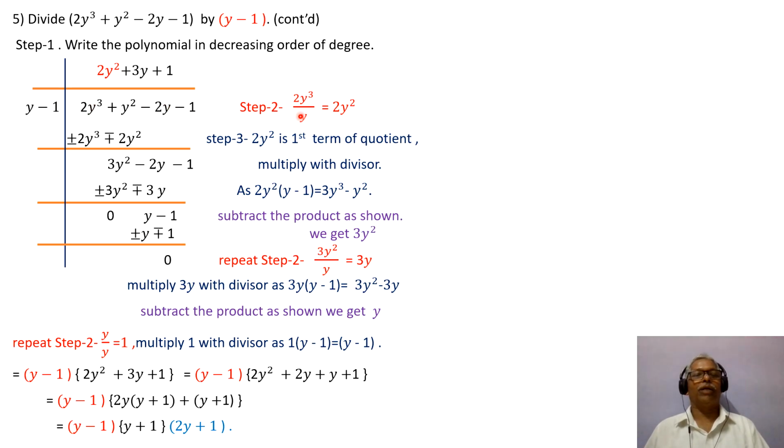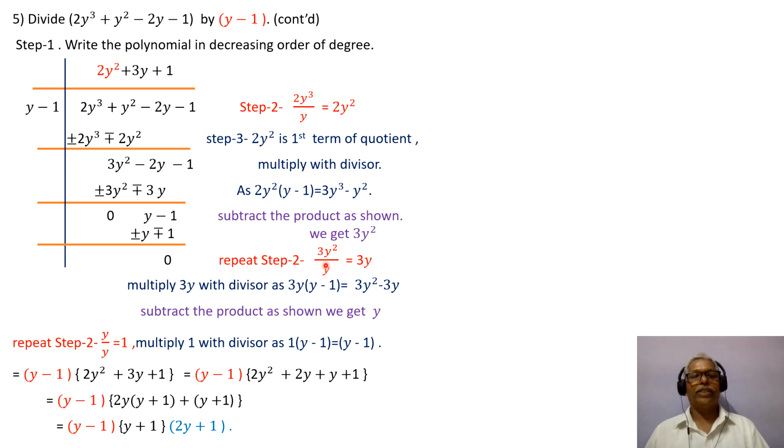Now come to this step. 2y cube upon y is 2y square, to be written here. 2y square into y is 2y cube, and 2y square into minus 1 is minus 2y square. Check the signs: plus minus and minus plus. We have changed the sign also, and this cancels, and you are left with y square plus 2y square, which is 3y square, and copy all this as it is.